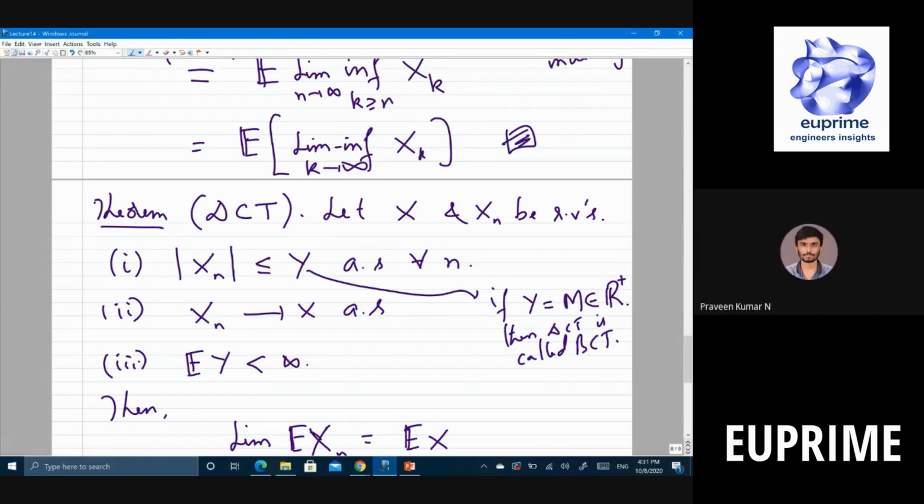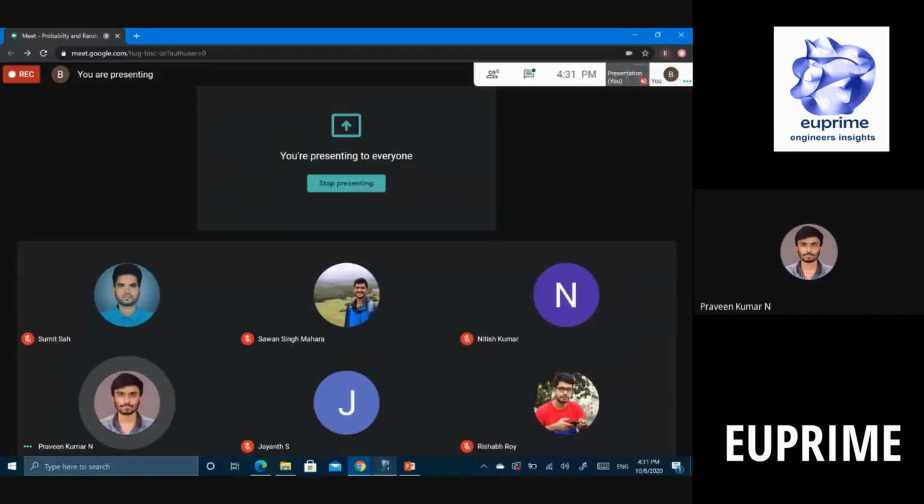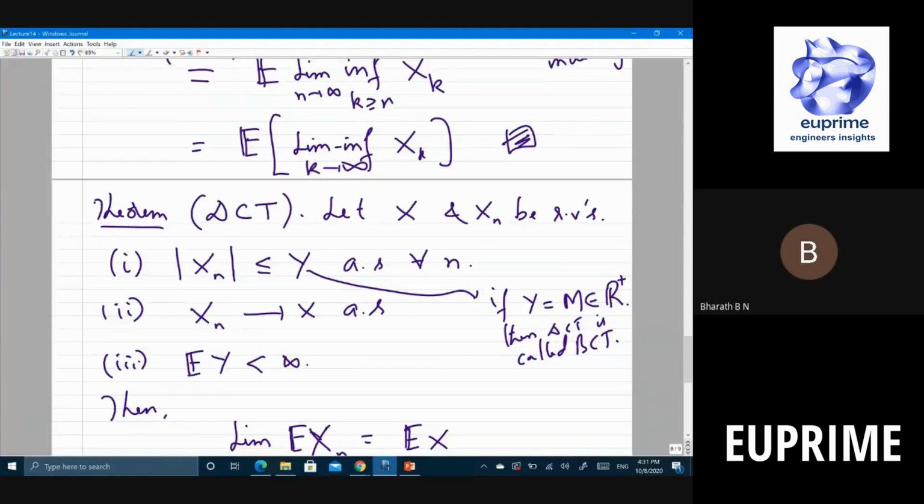Does that imply X is also less than M? Yes, right. So if Y is M, instead of a random variable you take a number, then of course Xn is also less than or equal to M. Oh, X you are asking. True, right? Yeah, okay. True.